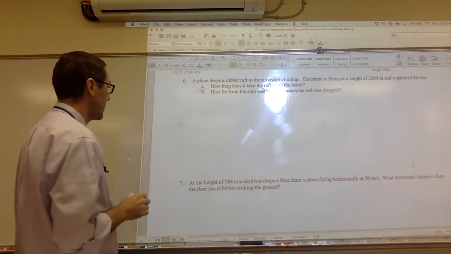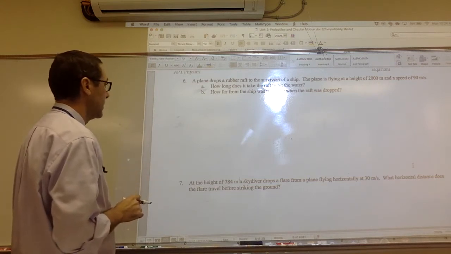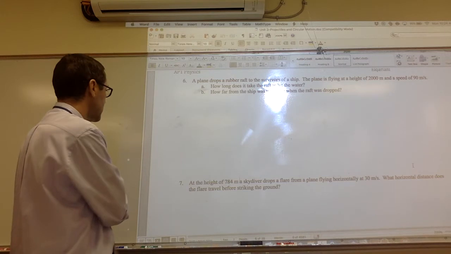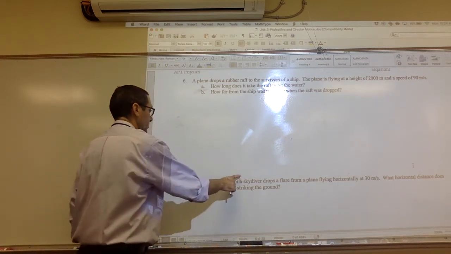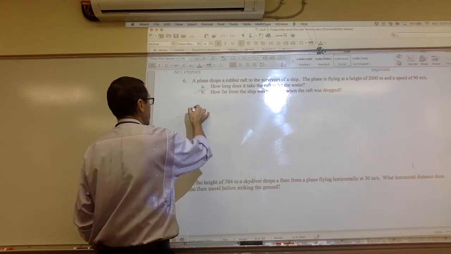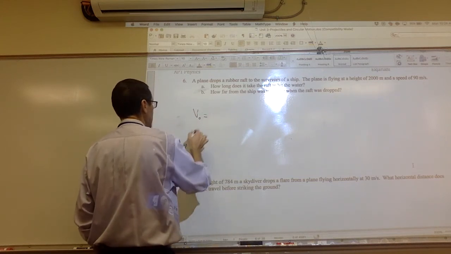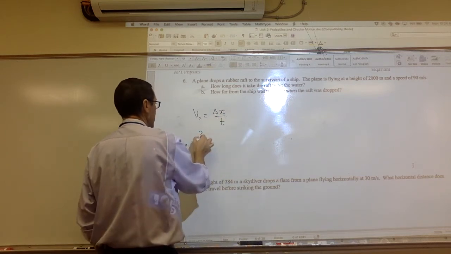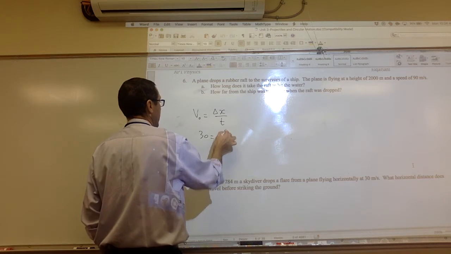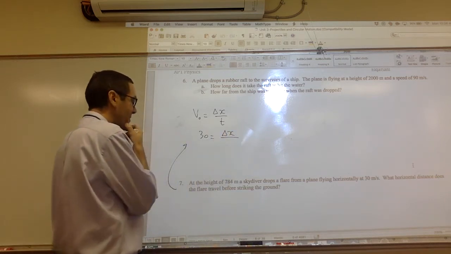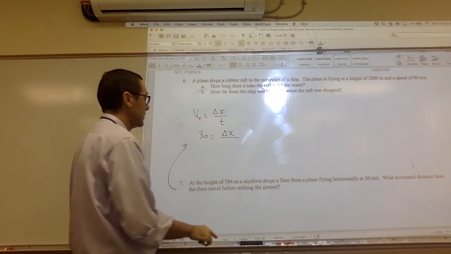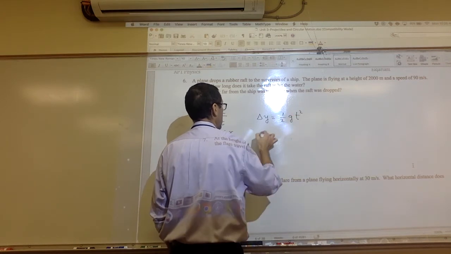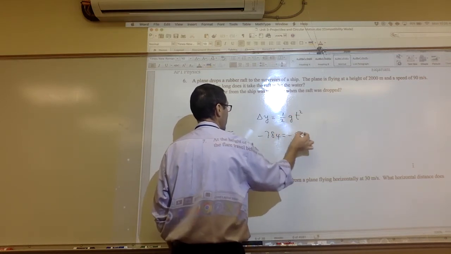At a height of 784 meters, a skydiver drops a flare from a plane flying horizontally at 30 meters per second. What horizontal distance does the flare travel before striking the ground? All right, so we're looking for delta x. I'm going to start with the equation in the x direction, my initial velocity is 30 equals delta x over t. Now, I don't have time, so I'm going to rely on the height to get the time. So I'm going to say delta y is 1/2 gt squared, negative 784 equals negative 5t squared.